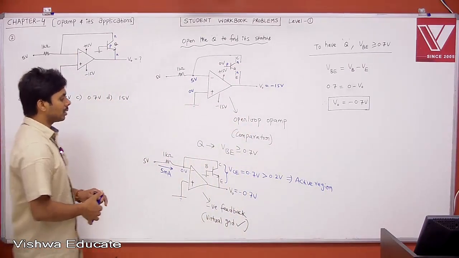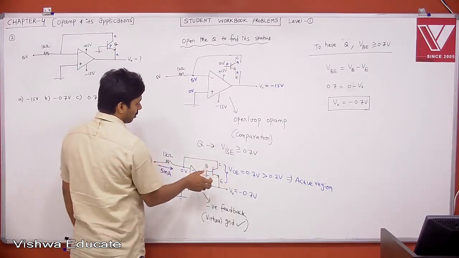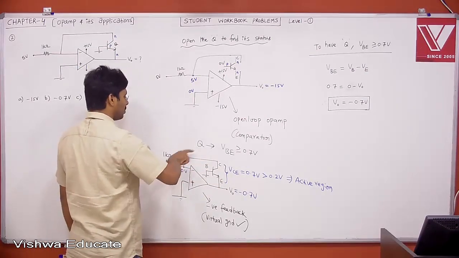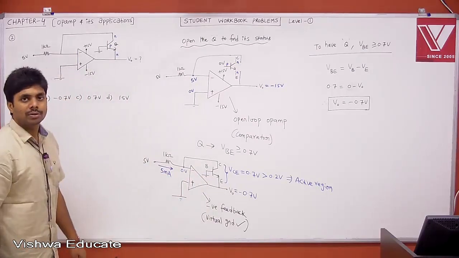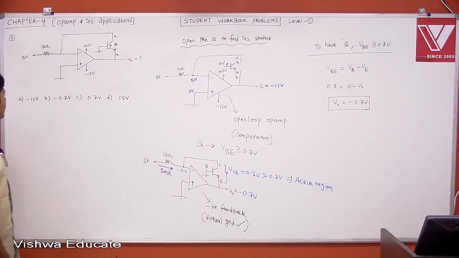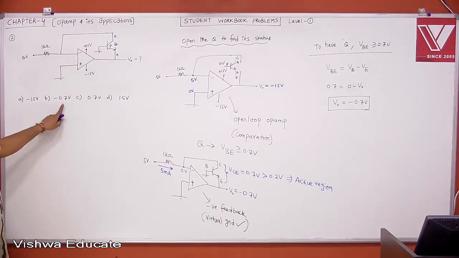Active region means current source. It is a current controlled current source. Your VB is constant, so current is constant. Therefore, that current is 5 milliampere. The 5 milliampere of current is flowing, and the op amp is taking that current to satisfy KCL. Therefore, what is the answer? Your answer is minus 0.7.